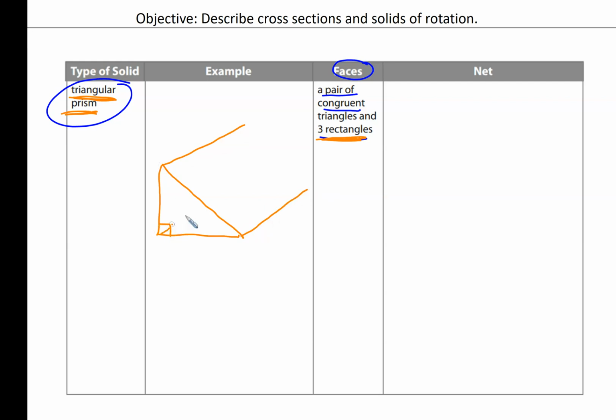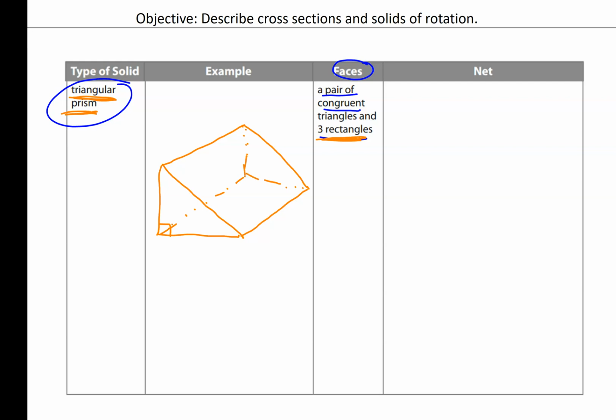And this line right here would be behind, so I'm going to make it dashed. I made it a little too long. And then these would connect. So this is the top edge, this is the back side, bottom, back. And that creates one type of triangular prism. It's a right triangular prism.